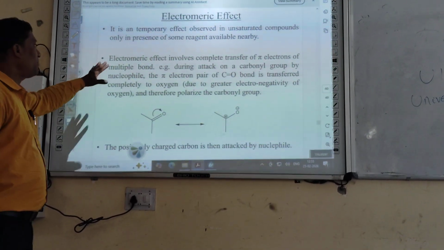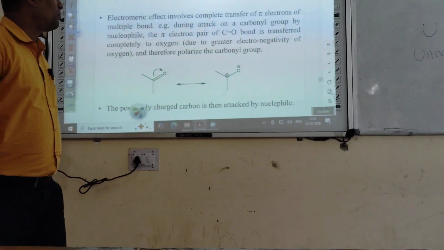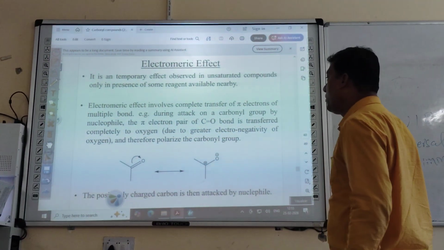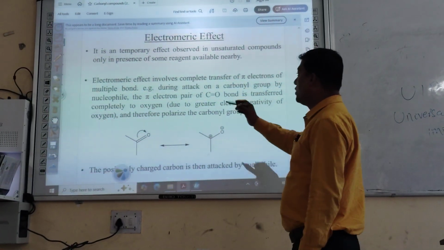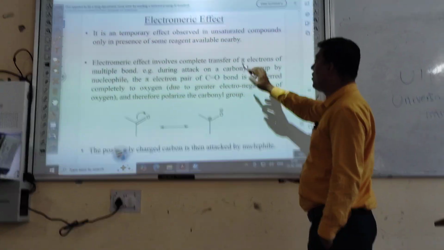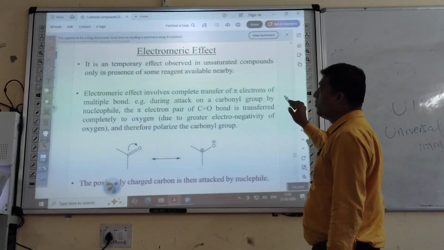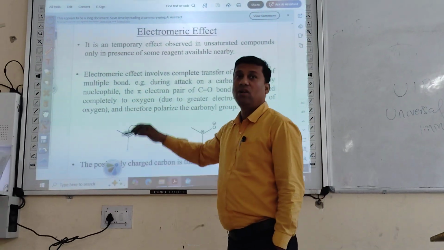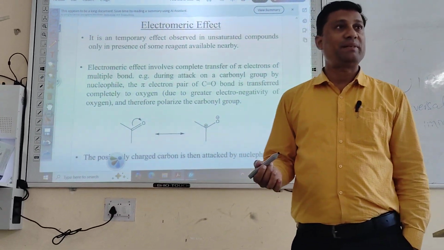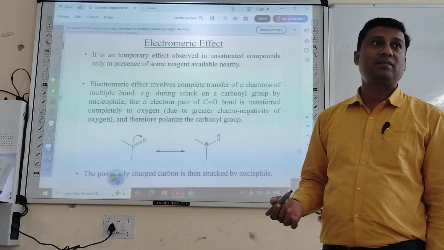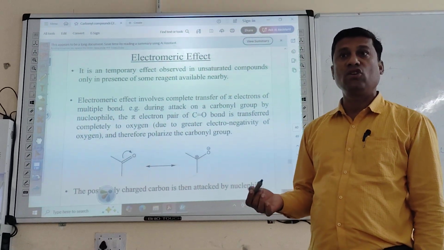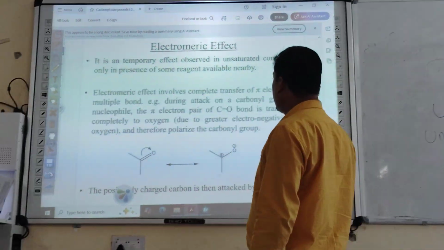Then electromeric effect involves complete transfer of pi electrons of a multiple bond. Example, during attack on a carbonyl group by a nucleophile. What is a nucleophile? Nucleophile is a negative charge species, negative charge like OH minus or a carbanion. These are the nucleophiles.